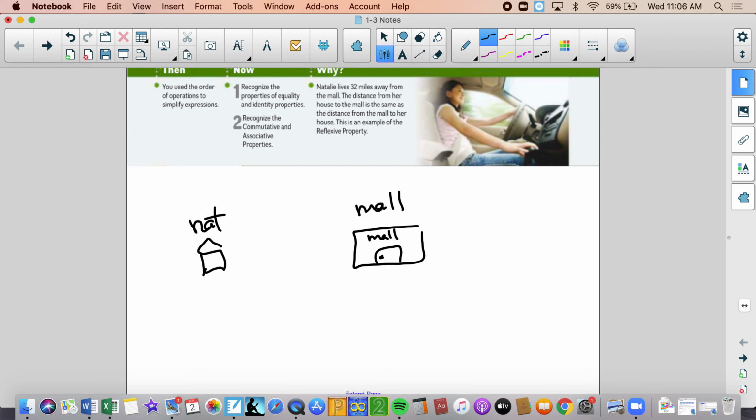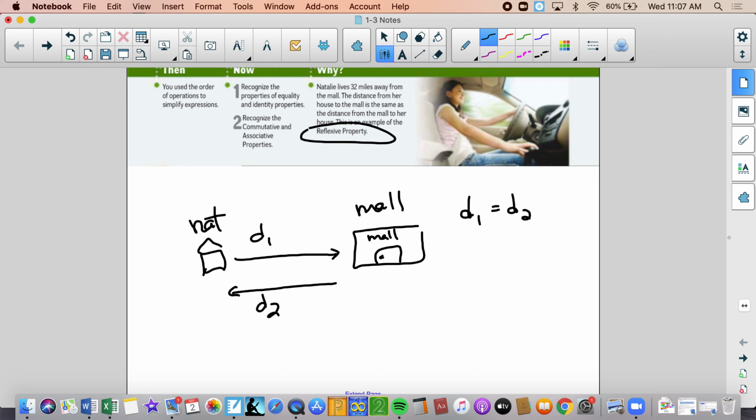So the distance from Natalie's house to the mall, we'll call that d sub 1, is the same as the distance from the mall to Natalie's house. So that's d sub 2. And we know that d sub 1 will equal d sub 2. And what is the reasoning behind that? It's called the reflexive property. So we have a reasoning, we have a definition, we've got a term that helps us define that. Now, we just take it for granted. Yes, of course, the distance from Natalie's house to the mall is going to be the same as the mall back to Natalie's house.